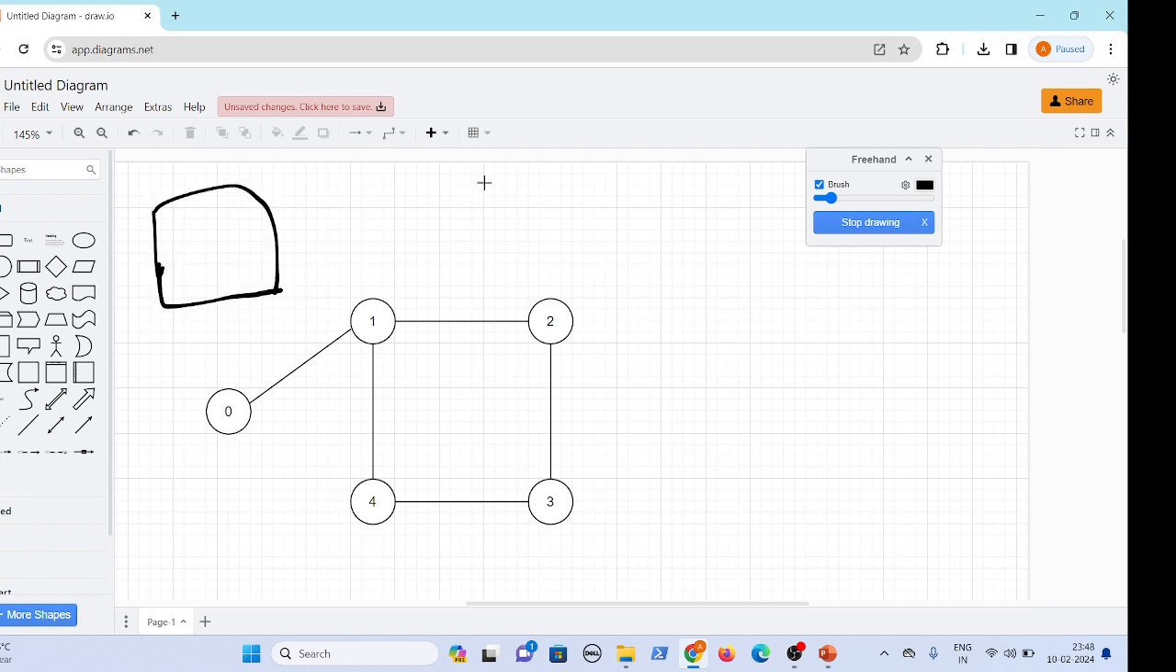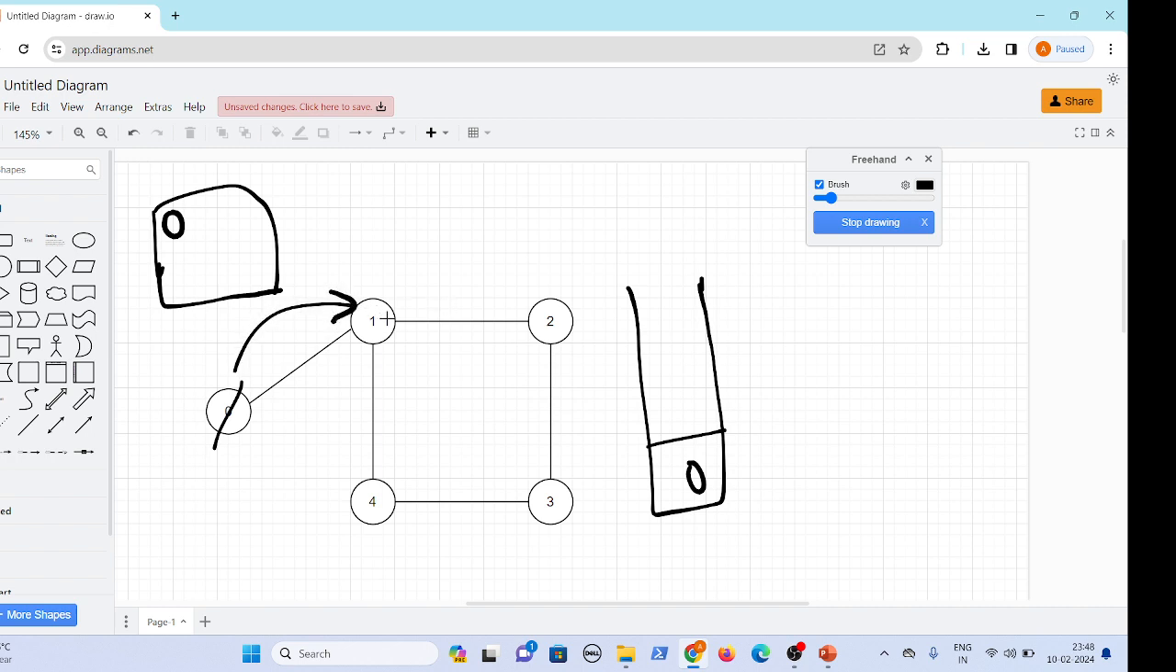This would be empty. Now I start visiting vertices. I'll visit 0. When I visit 0, I'll add it to the visited set. Since I'm doing a DFS traversal, I can put these in the stack as well. I'll put 0 in the stack. Now, what are its neighbors? 1 is its neighbor. So I'll go to 1.